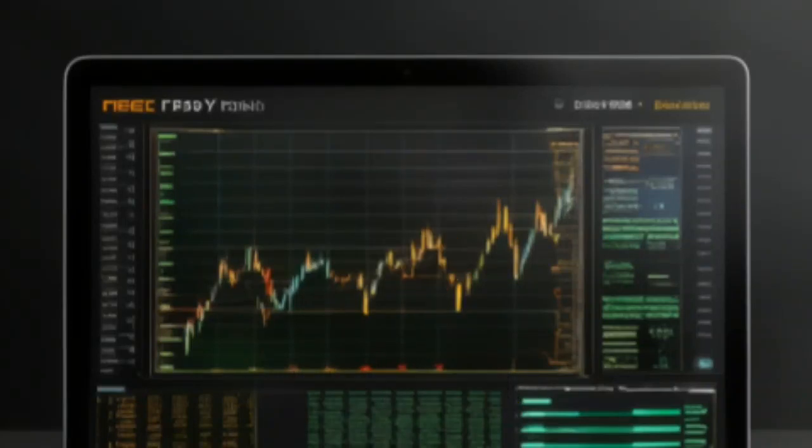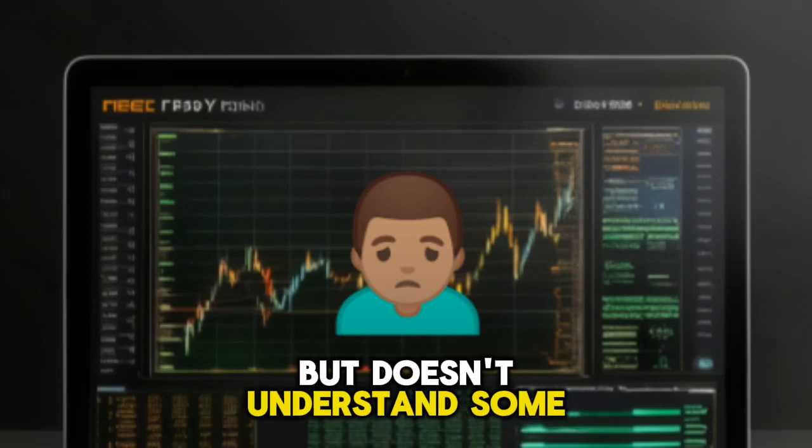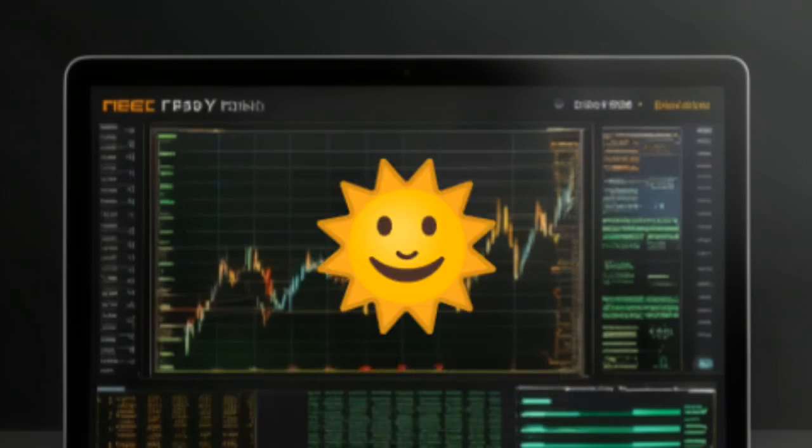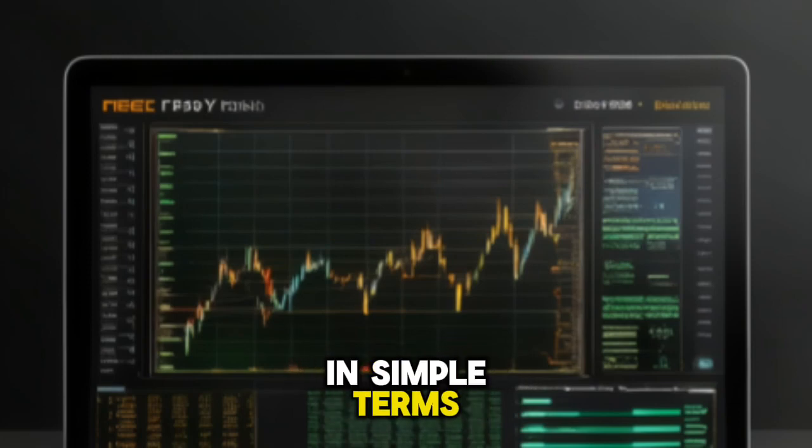Hey trader, are you a beginner and you really want to learn Forex but don't understand some of the basic terms used? Don't worry, I have got you covered. Let's break it down in simple terms.